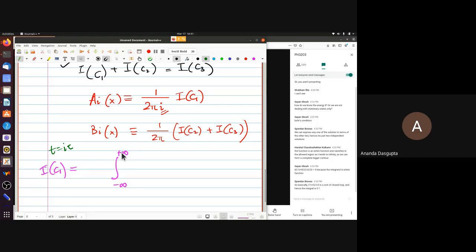And I'm writing that limiting expression here. There's minus infinity to plus infinity of this expression, e to the power minus t cubed by 3. Now t is i tau. So, okay, anything else do I need to put in? Is this correct or do I need to put in something else?